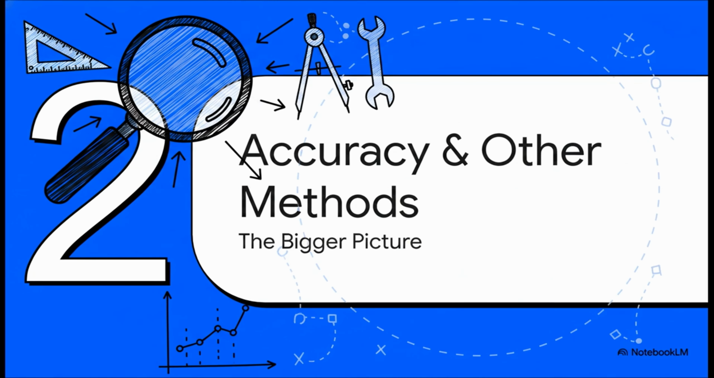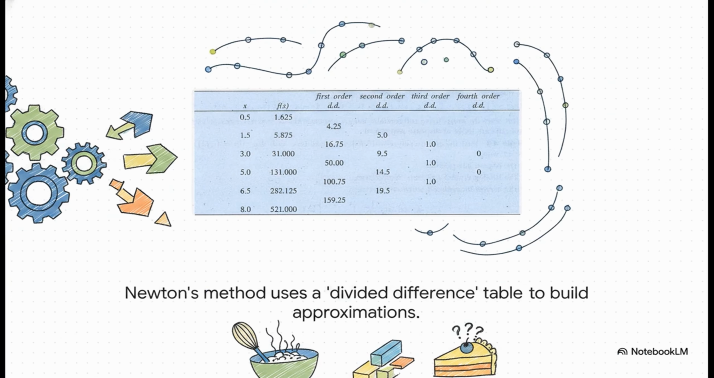It really is. But it's super important to zoom out for a second, because in the real world, we have to think about accuracy, and it's good to know that Lagrange isn't the only tool in the shed. For instance, there are other approaches, like Newton's method. It actually builds the very same polynomial as Lagrange, but it does it using something called a divided difference table.